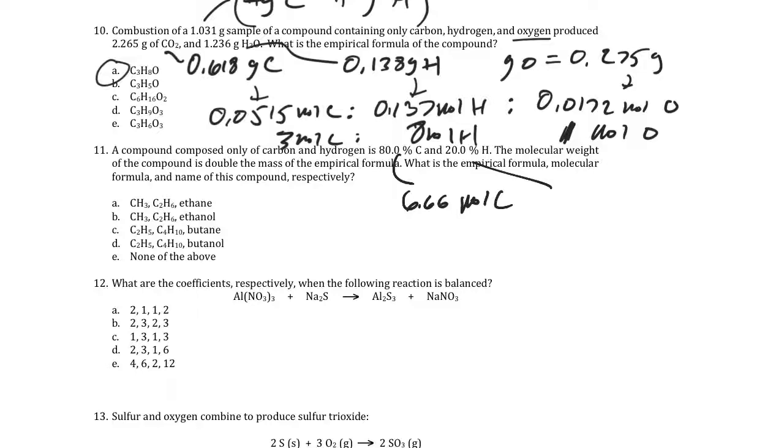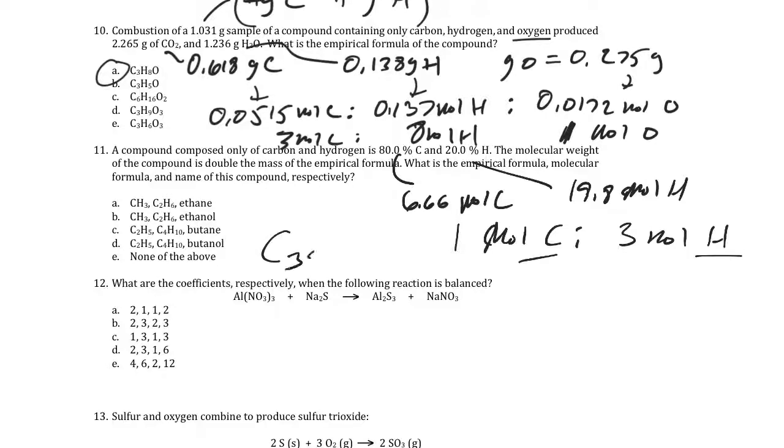If we take 20 grams of hydrogen, we know that's a ratio that would be true. If we have 80 grams of carbon, we should have 20 grams of hydrogen. That would be 19.8 moles of hydrogen. That divided by the smaller is 3. So the ratio here is for every 1 mole of carbon, we have 3 moles of H. And so CH3 is the empirical formula.